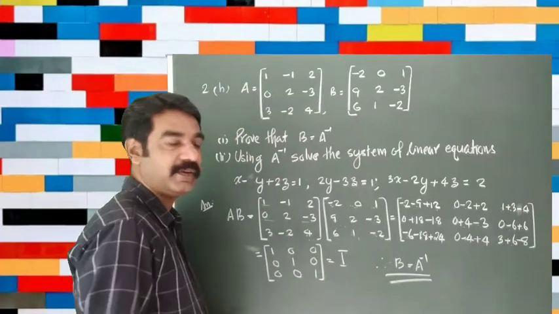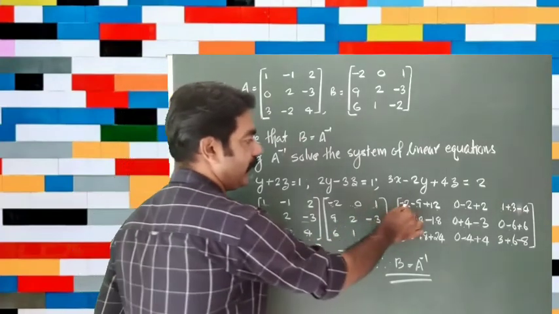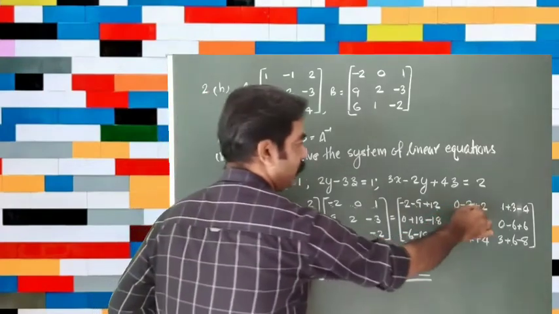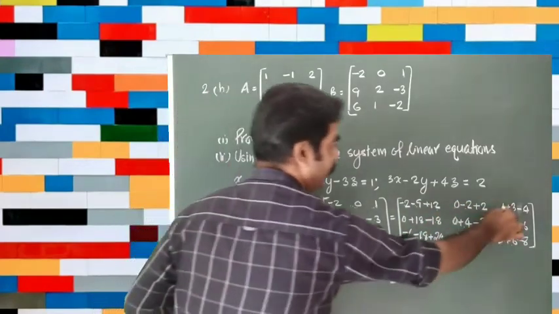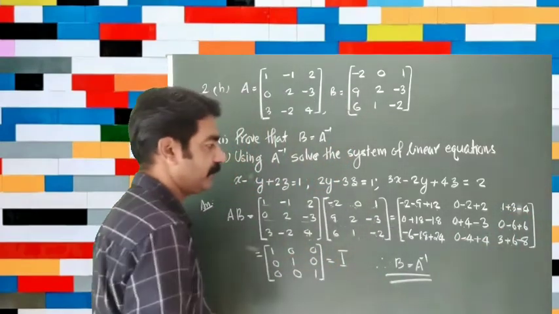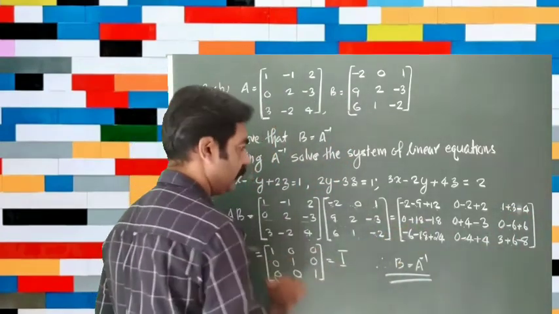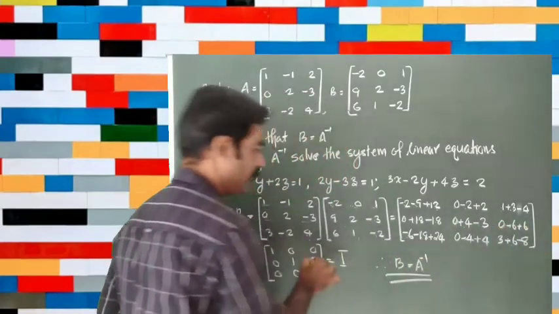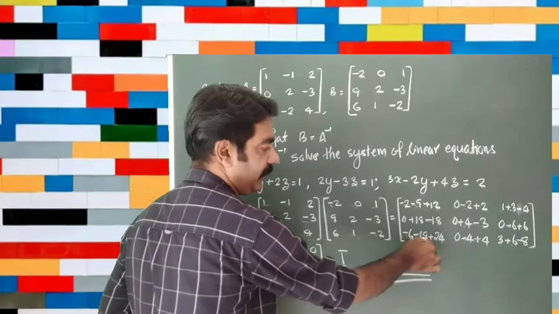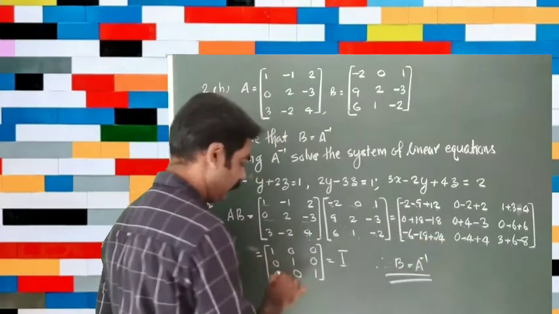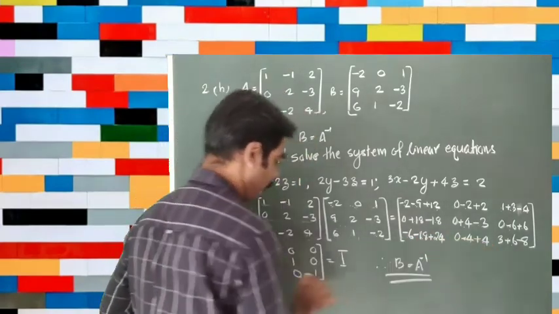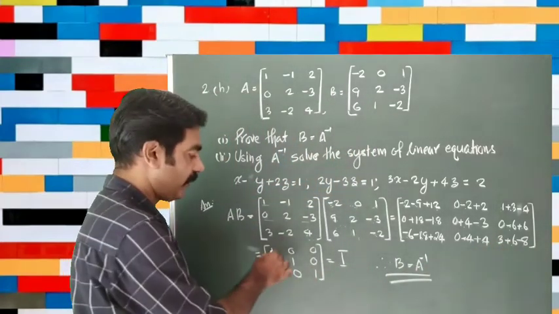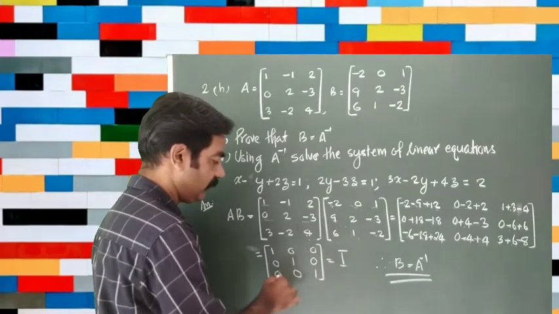Okay. Now you can add this. Minus 2 and minus 9 become minus 11. Plus 12 is equal to 1. Minus 2 plus 2 is equal to 0. 1 plus 3 is 4, 4 minus 4 is equal to 0. Now 18 minus 18 is 0. 4 minus 3 is equal to 1. Minus 6 plus 6 is equal to 0. Minus 6 and minus 18 become minus 24. Plus 24 is equal to 0. Minus 4 plus 4 is equal to 0. 3 plus 6 is 9, minus 8 is 1.